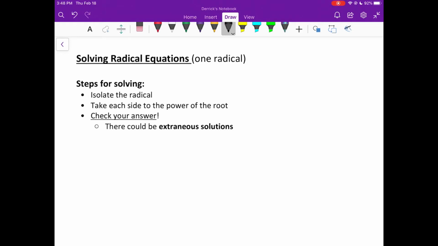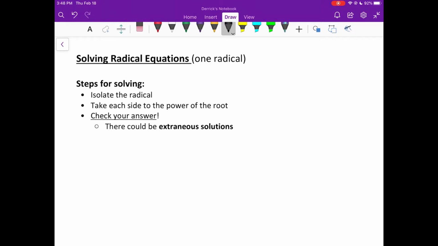This lesson is going to be about how to solve equations that happen to have radicals as a part of them. Steps for solving any radical equation are essentially going to end up being the same every time. First off, you want to isolate the radical.